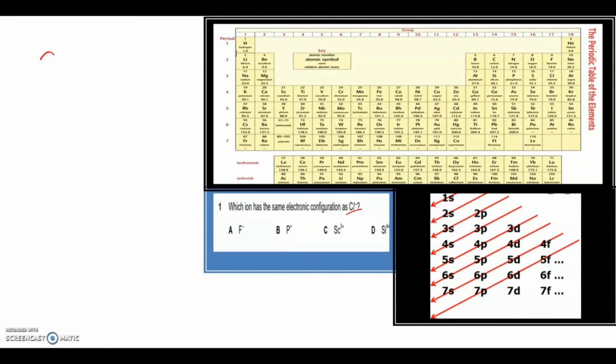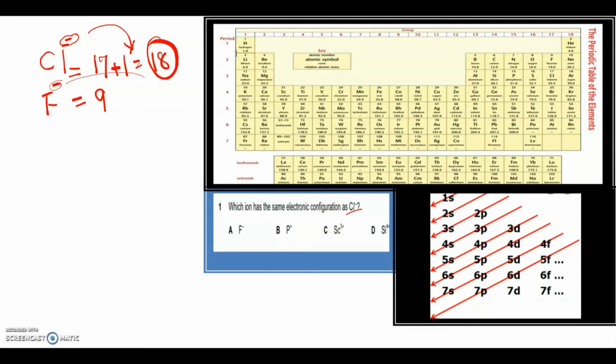So you can see the chloride ion, its proton number is 17. The -1 shows it gained 1 electron, 17 electrons plus 1 electron, now it has 18 electrons. In a similar manner, the fluoride ion, F minus, proton number 9, but -1 shows it has 1 more electron, so 9 plus 1 is 10.